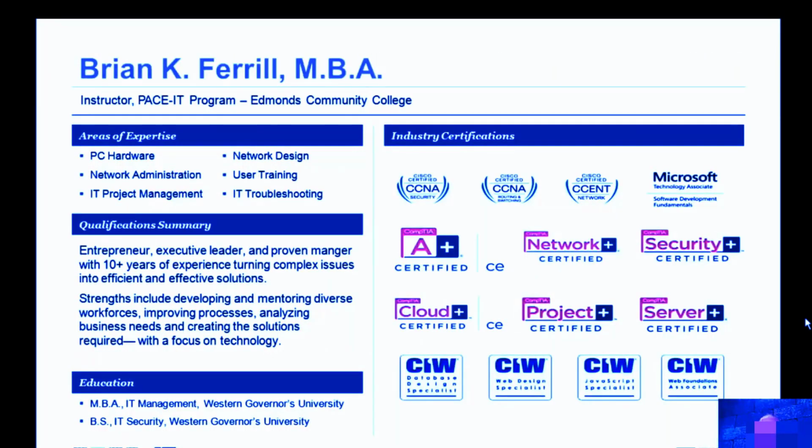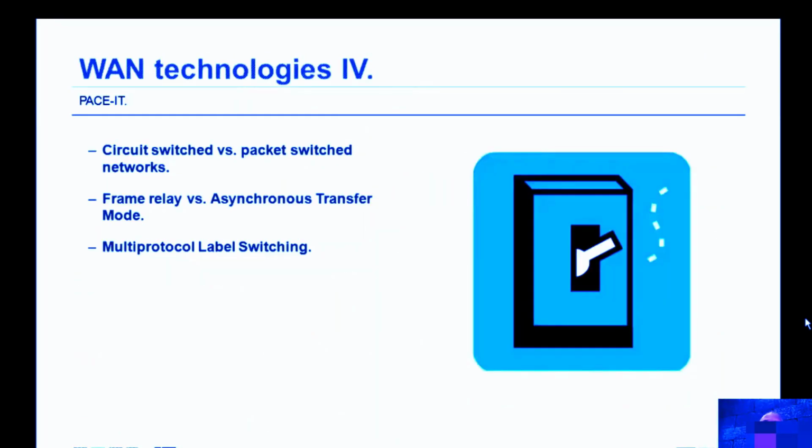Hello, I'm Brian Ferrill, and welcome to Pace IT's session on WAN Technologies Part 4. Today I'm going to be discussing the difference between circuit switched and packet switched networks. Then I'm going to move on to a discussion comparing frame relay versus asynchronous transfer mode. And then we're going to conclude with multi-protocol label switching. There's a whole lot of ground to cover, not a whole lot of time. Let's go ahead and begin this session.